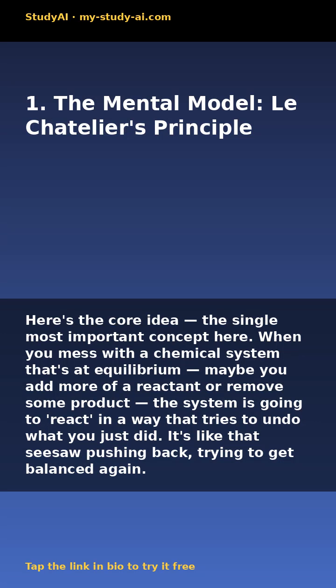Here's the core idea, the single most important concept here. When you mess with a chemical system that's at equilibrium, maybe you add more of a reactant or remove some product, the system is going to react in a way that tries to undo what you just did. It's like that seesaw pushing back, trying to get balanced again.